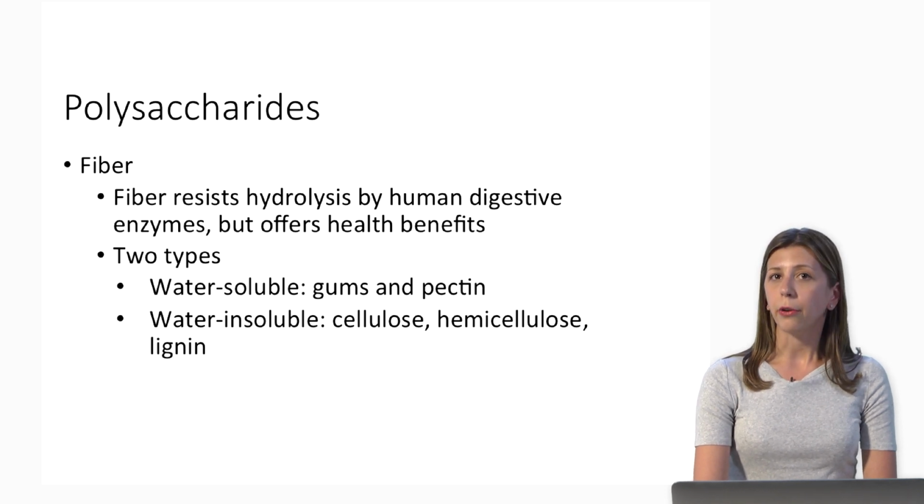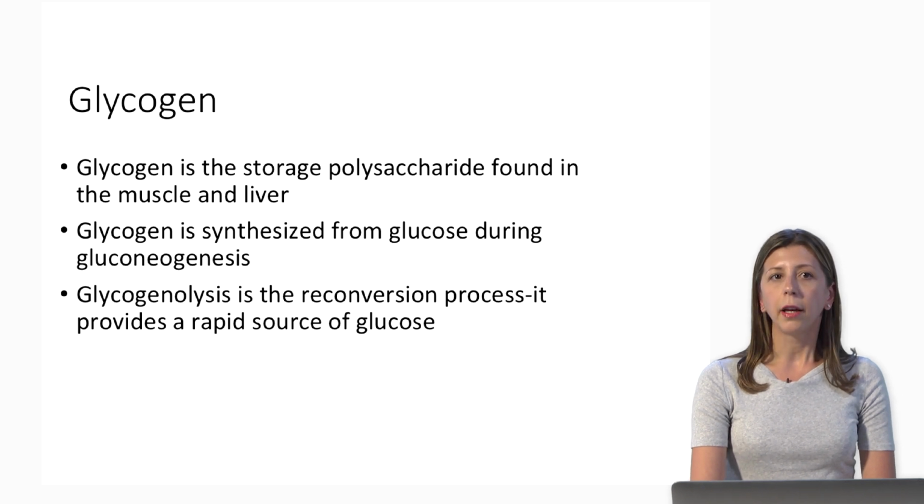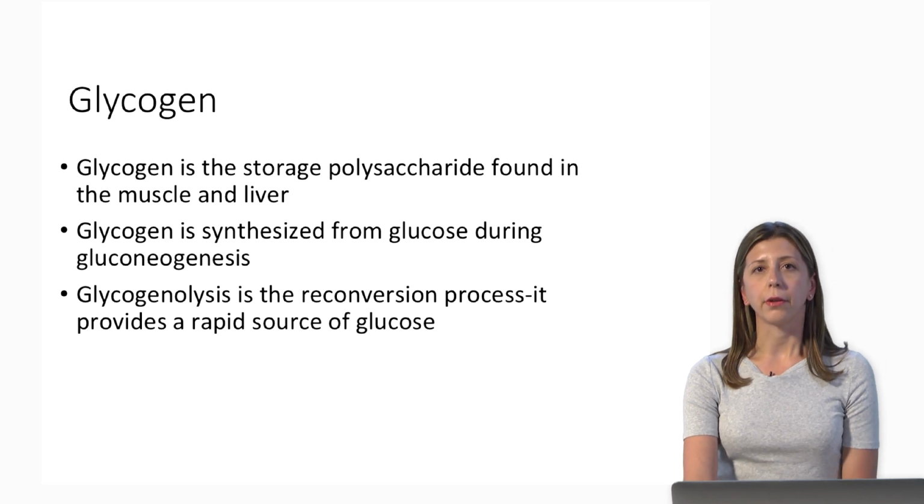Okay, we'll talk a little bit more about glycogen. I know I'm hopping around here, but these are all important concepts to know. So glycogen, again, is a storage polysaccharide found in the muscle and liver. It can be synthesized from glucose during a process known as gluconeogenesis. I know that's a fancy word, but all it means is that you're generating new glucose to use for energy. And there's also another fancy word called glycogenolysis, and that's when we break down that glycogen to provide a rapid source of glucose.